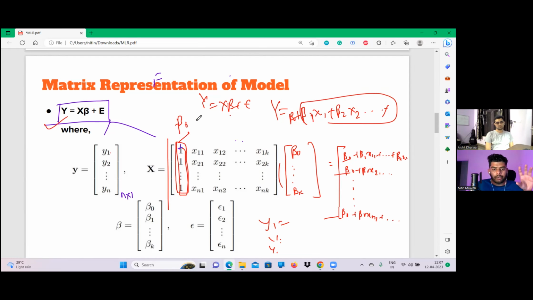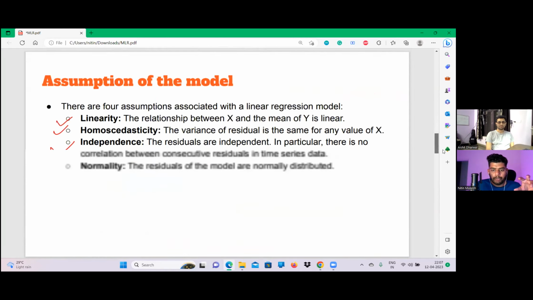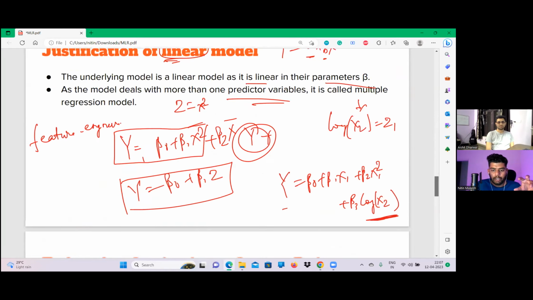Since beta naught is a constant, you can assume that 1 is always multiplied with it, just like beta naught times 1 plus beta 1 times x1. But x1 has some value, while beta naught is a constant, so you can assume that 1 is always multiplied. That is why we have included a column of 1s here, to estimate beta naught. When you find this estimate, it will also give you the estimate of beta naught, as we talked about.